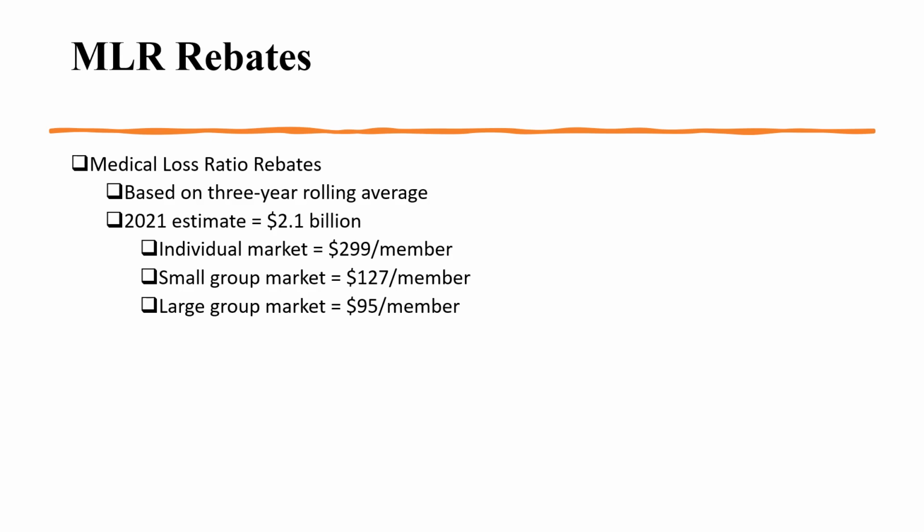But on the individual market, small group market, and large group market, you can see the amounts that are listed there. If a premium is $10,000 and they were off by $299, that's really not that much. So it appears to me the insurance companies have been estimating pretty well.